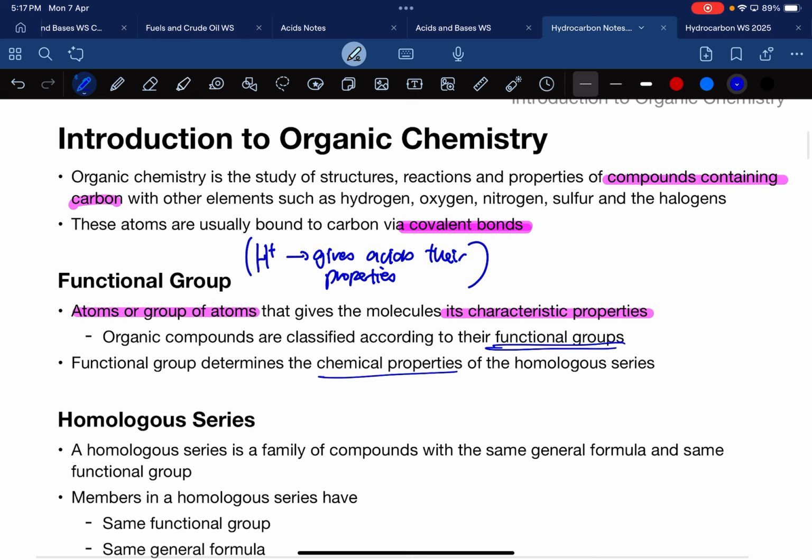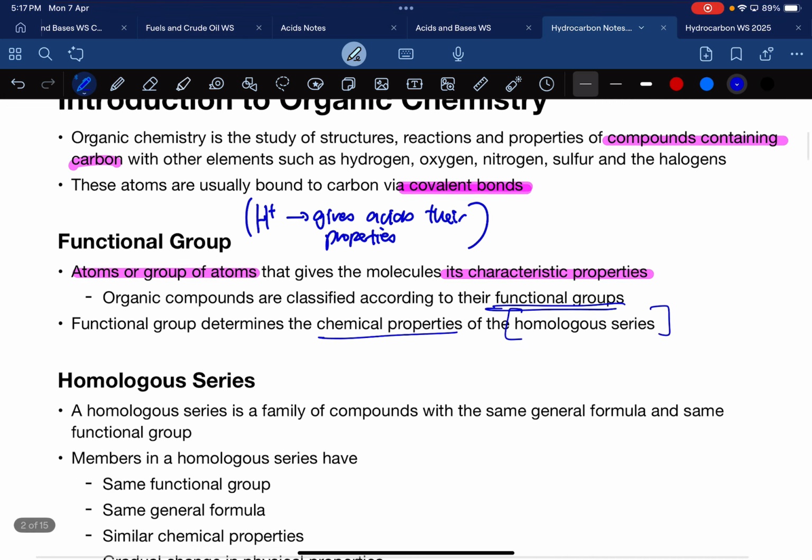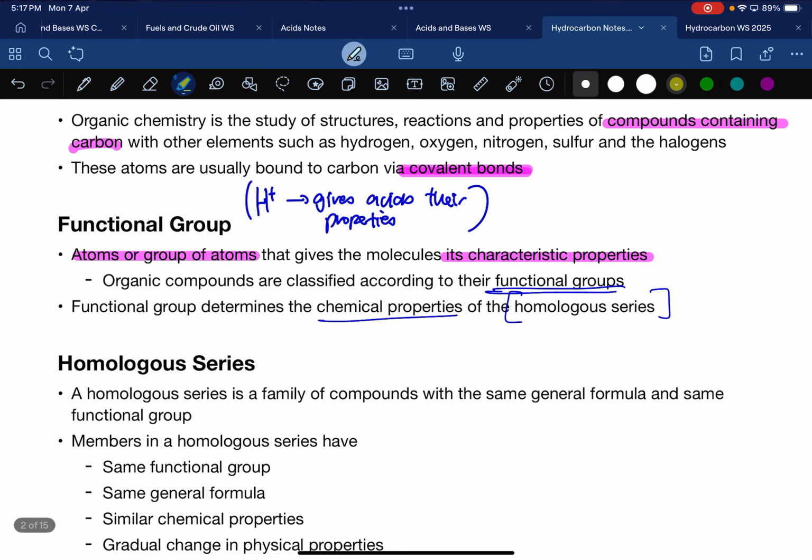These functional groups determine the chemical properties of what we call a homologous series. A homologous series, definition-wise, you might want to take note of it: a family of compounds with the same general formula and the same functional group. In other words, you are grouping this set of compounds together because they possess similar characteristics, like grouping a set of people together. Are we following so far?